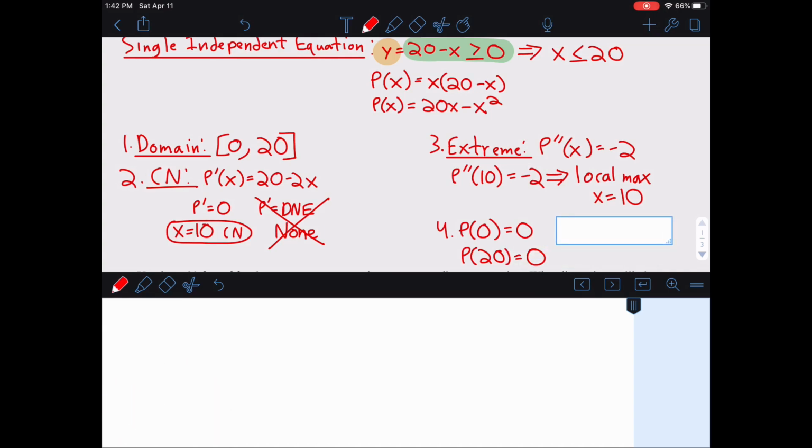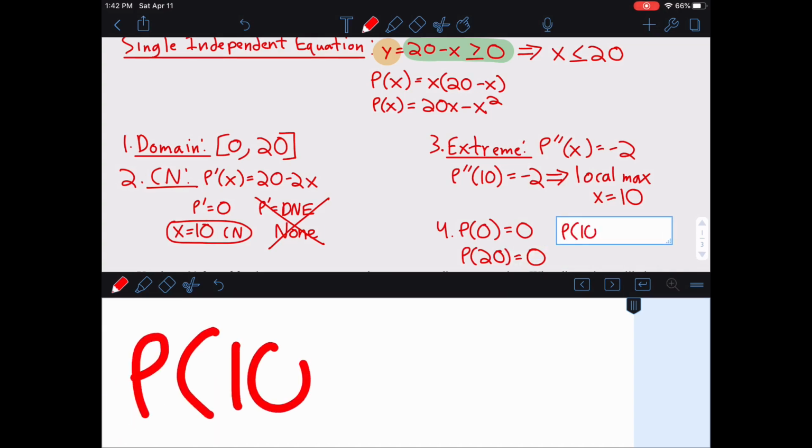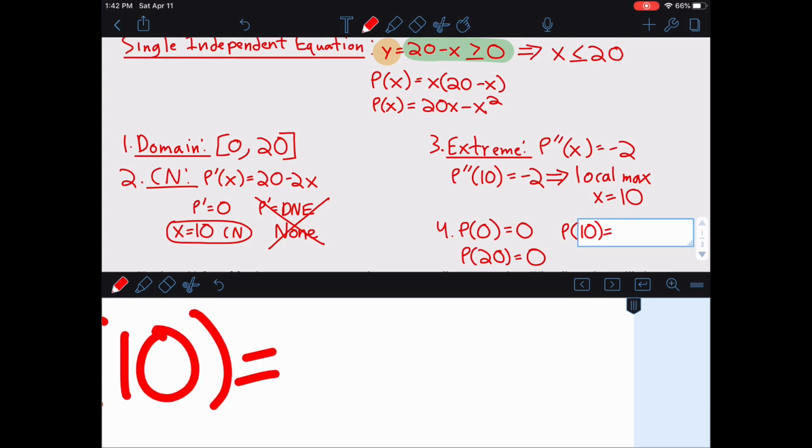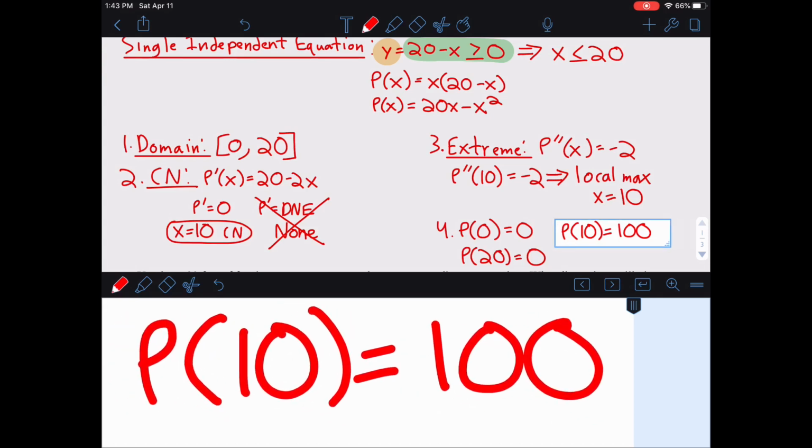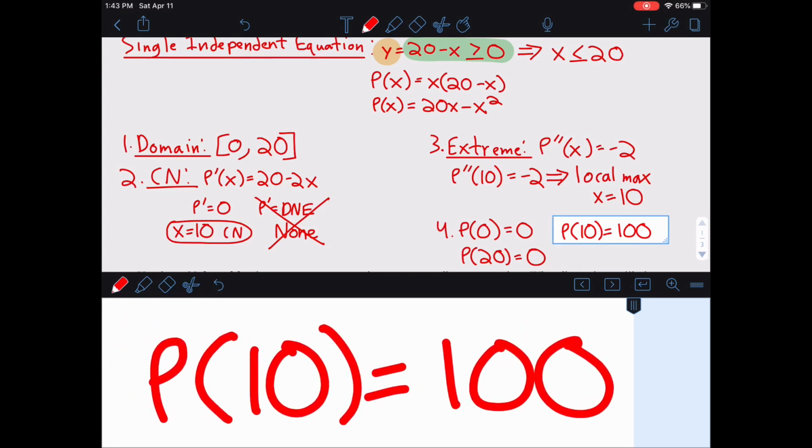We get the same product, which is 0. And the last thing I need to do is just make sure, what is the product when x is 10? 20 times 10, 200, minus 10 squared, which is 100, we get 100. So the biggest product does indeed occur at my local max, which tells me it's my absolute max, right? And now I can finally answer the question.